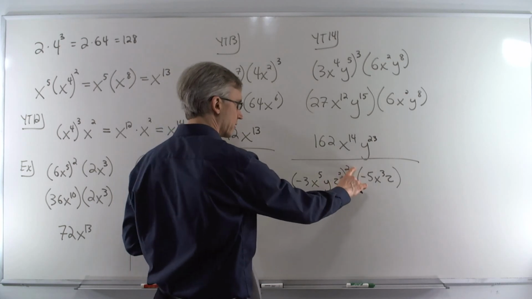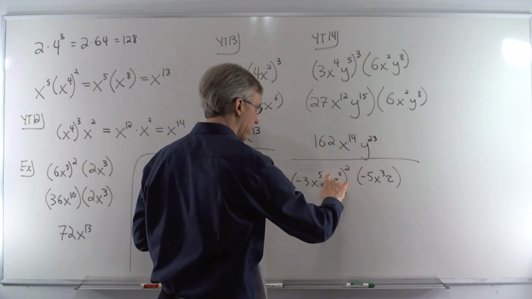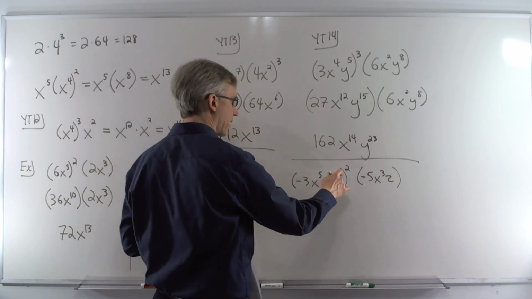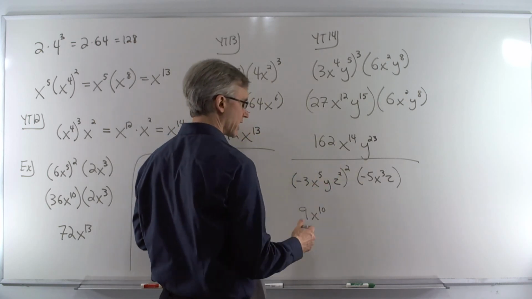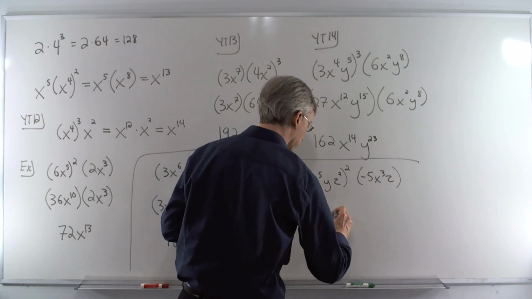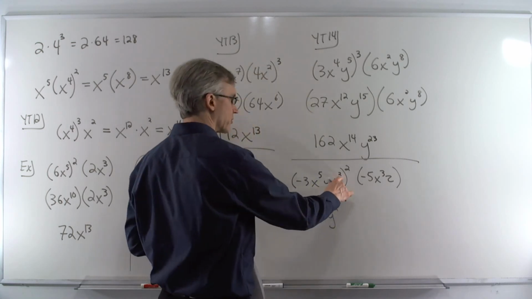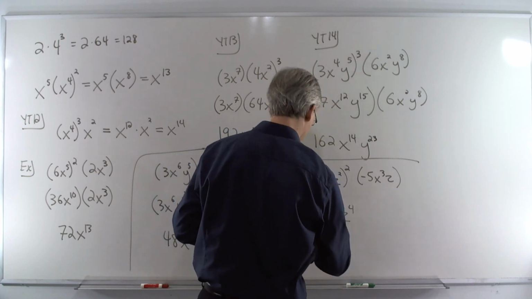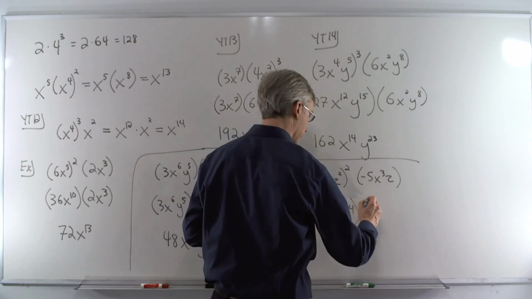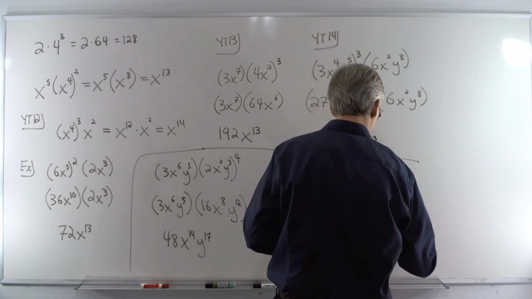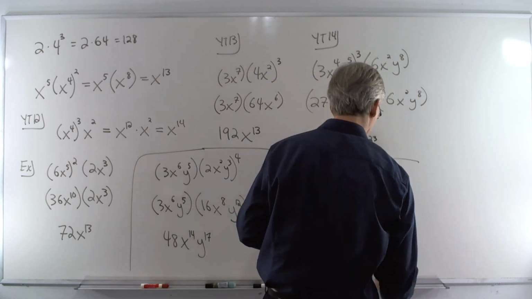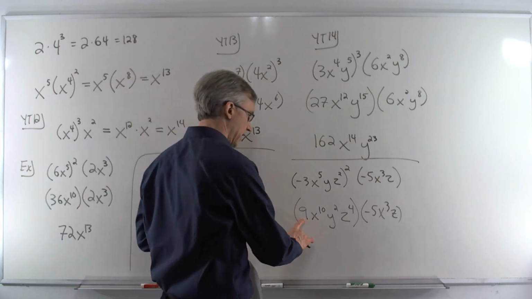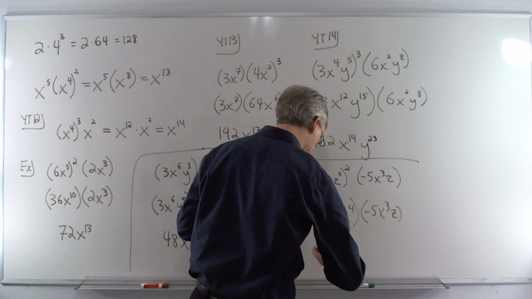X to the 5th to the 2nd power. Multiply those exponents to get x to the 10th. Y to the 1st power squared. Multiply those exponents to get 2, so we get y squared. Z squared squared, z to the 4th. Now we can multiply the coefficients. 9 times negative 5 will be negative 45.